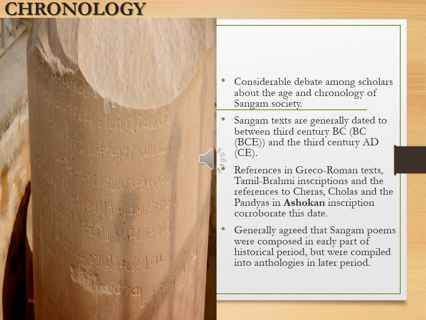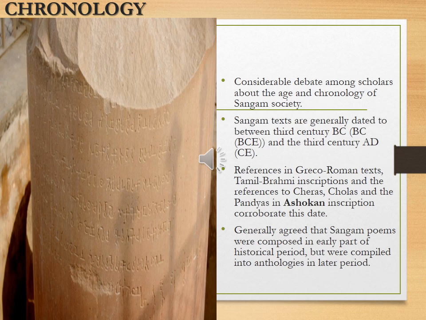In the Ashoka inscription, the great Mauryan king Ashoka mentioned that to the south of his empire there were three rulers: the Cheras, Cholas, Pandyas. So the reference to the Cheras, Cholas, Pandyas in the Ashokan inscription corroborates this date. Corroborate means to provide evidence or information that supports a statement, theory, etc.